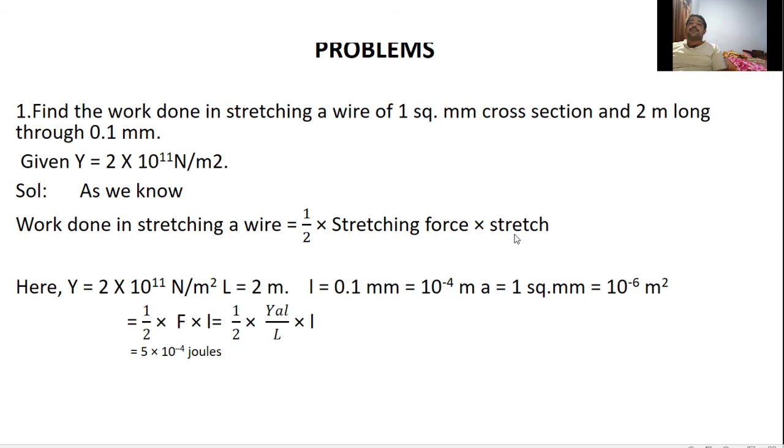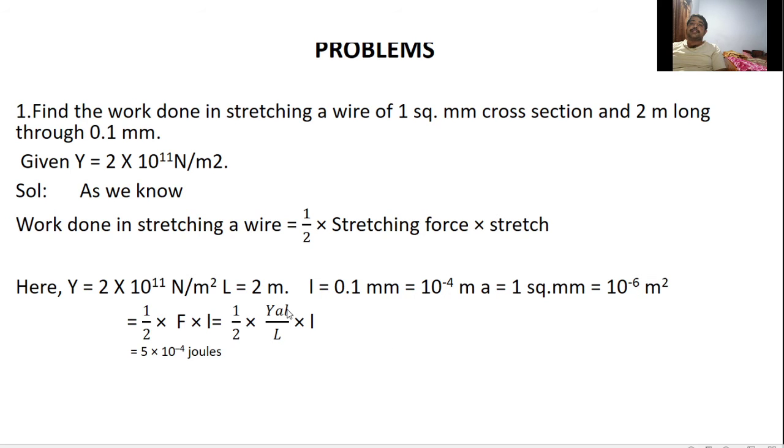But from the definition of Young's modulus, Y = FL/Al, or F = YAl/L. Substitute the value of F in this equation, then this equation becomes 1/2 × YAl/L × l. Here the Young's modulus is 2 × 10^11 Newton per meter square. The area of cross section is nothing but 10^-6.